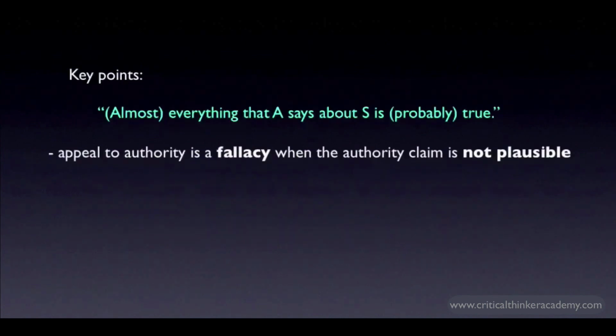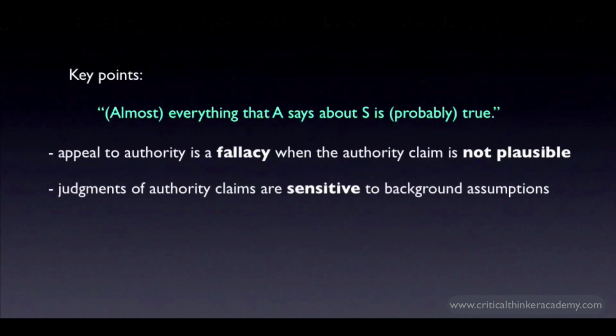So, to sum up, appeals to authority rest on claims that assert that everything or almost everything that A says about S is true, or probably true. Also, judgments about the plausibility of authority claims are sensitive to differences in the experience and background of different audiences.